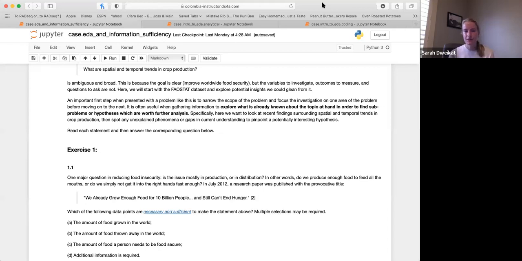So does this statement make sense when we talk about food insecurity? Is the problem that we already make a lot of food and we just aren't giving it to people? Or is the problem really that we don't actually produce enough food? That's basically what we're talking about here. This paper says we do already grow enough food and can't end hunger, which suggests that we are not getting it to the people who need it. So which of the following data points are necessary and sufficient to make the statement above?